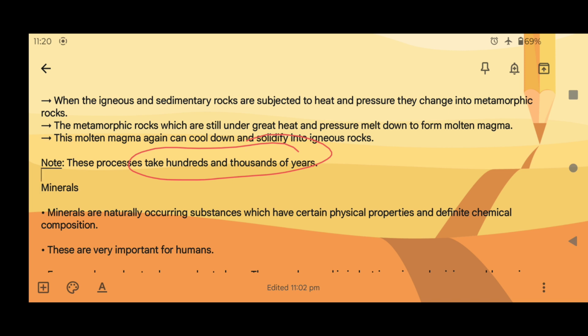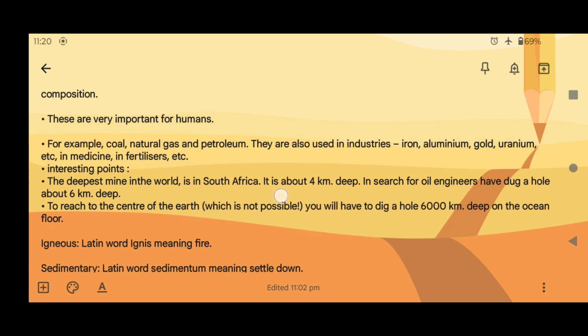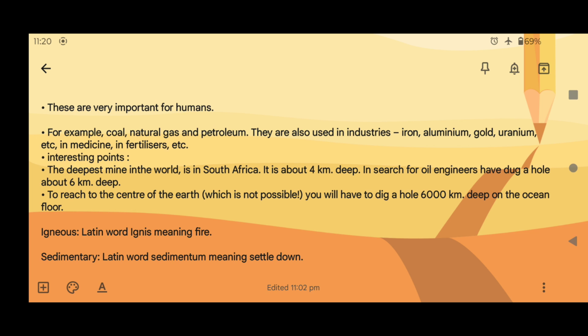Minerals. Minerals are naturally occurring substances which have certain physical properties and definite chemical composition. These are very important for humans. For example, coal, natural gas, and petroleum. They are also used in industries, iron, aluminium, gold, uranium, etc., in medicine and in fertilizers.